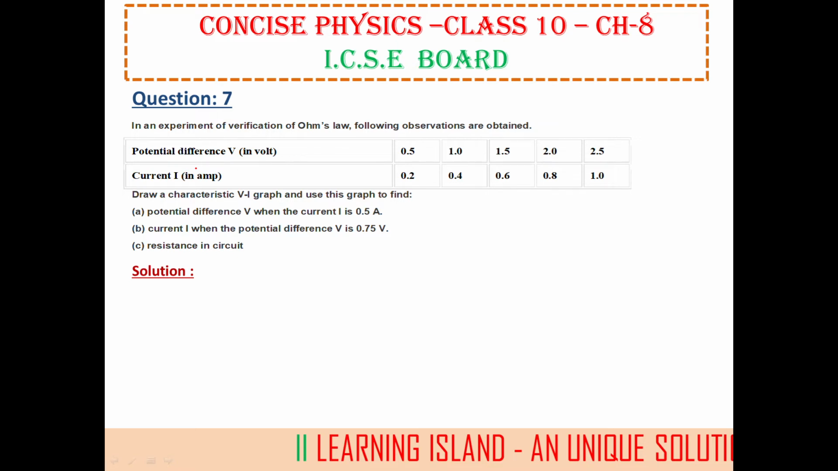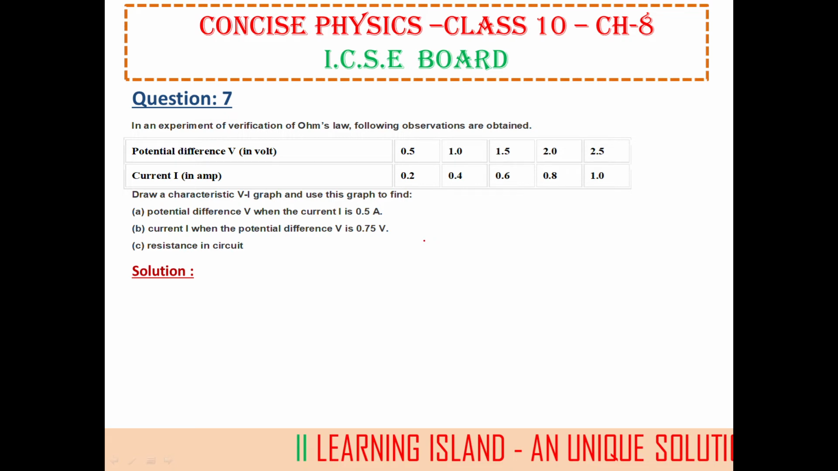In tabular form, the potential difference in voltage is given as 0.5, 1, 1.5, 2 and 2.5 volt. The corresponding currents are 0.2 ampere, 0.4 ampere, 0.6 ampere, 0.8 ampere and 1 ampere. This is the observation. Now we are asked to draw a characteristic V-I graph and use this graph to find out the following data. So let us first of all draw the graph.